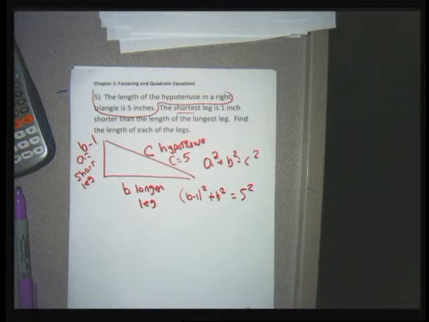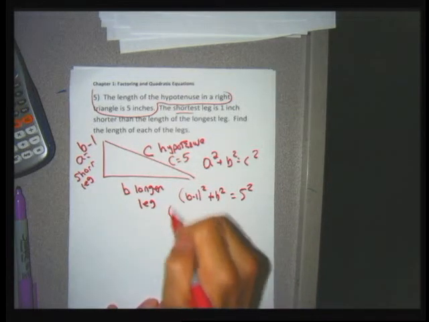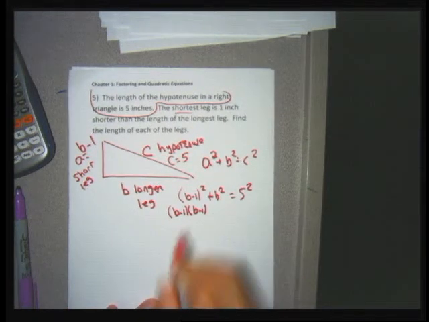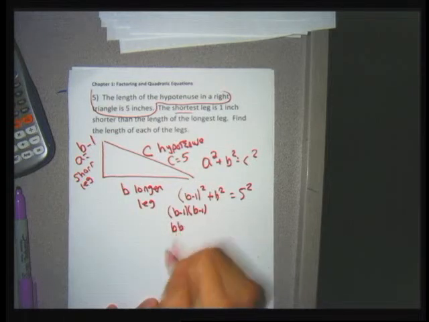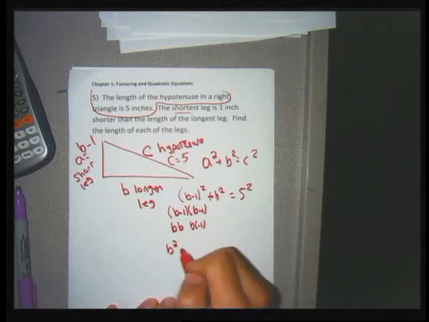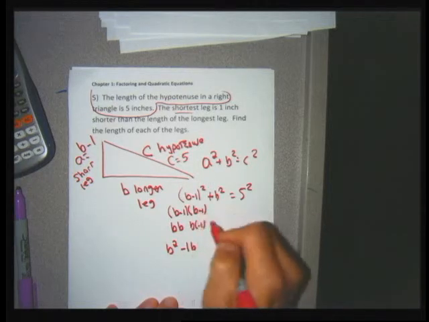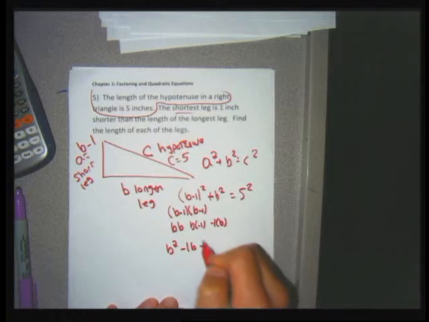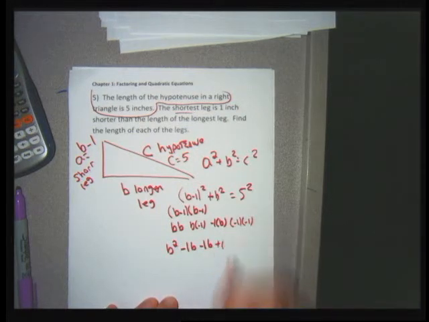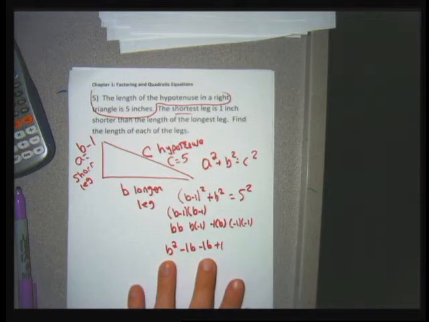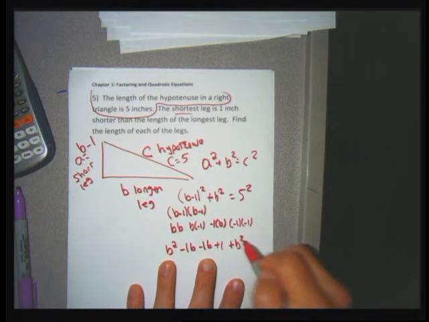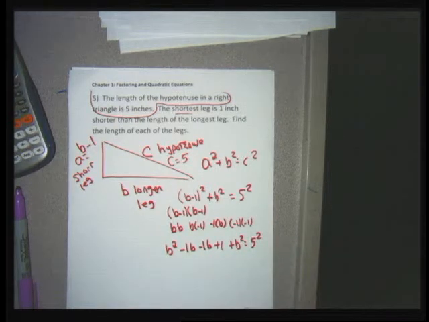Now I'm going to solve this. B minus 1 squared is the tricky part. I have to FOIL that. I need to make it B minus 1 times B minus 1. I do firsts, which are B times B, which are B squared. Outers are B times minus 1, which is minus 1B. Inners are minus 1 times B, which is minus 1B. Lasts are minus 1 times minus 1, which is plus 1. So that's the FOILing of B minus 1 squared. I still have the plus B squared, and I still have the equal to 5 squared.